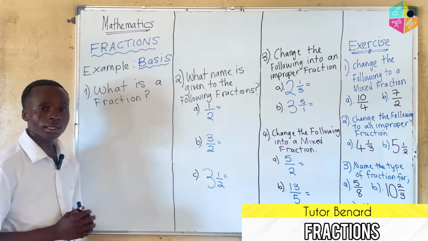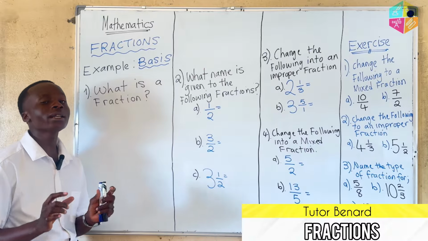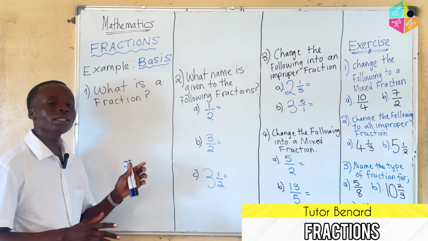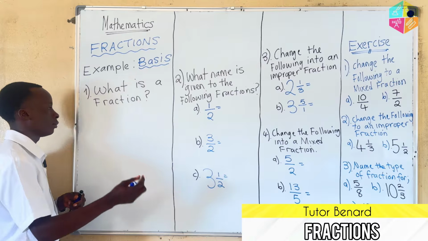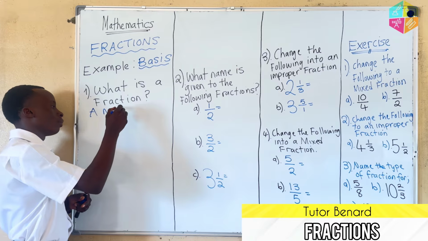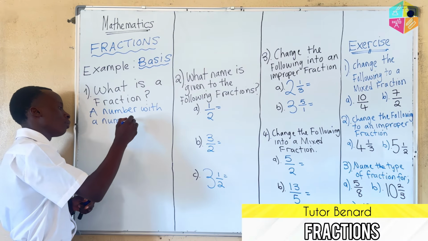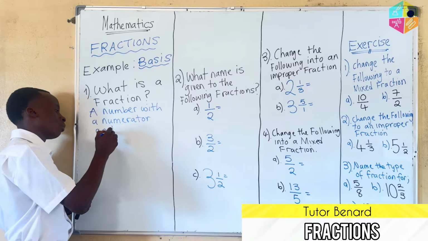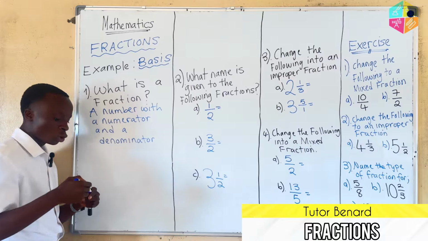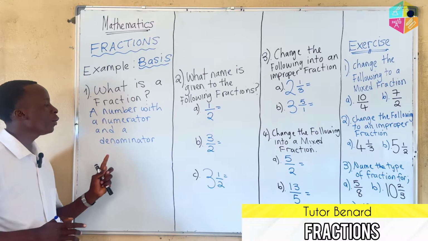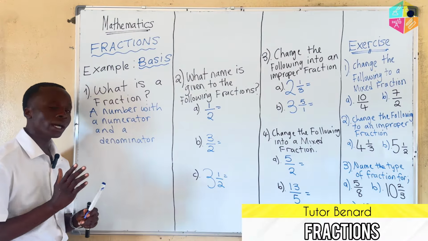So what you need to understand, we define a fraction as a number with a numerator and a denominator. A fraction is a number with a numerator and a denominator. What do we mean when we say a numerator and a denominator?